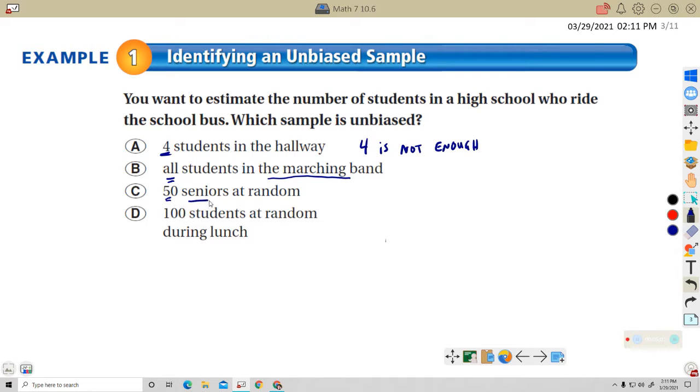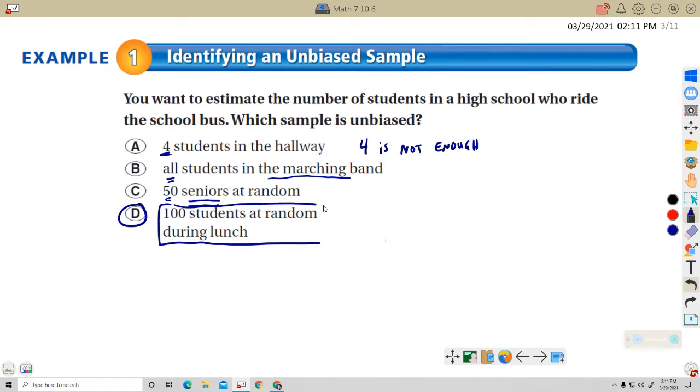50 seniors at random. Well, these are all students in the same graduating class. They're together as they're in the same age group. So that's not representative of all the students in a high school. The correct answer here would be D, 100 students at random during lunch.